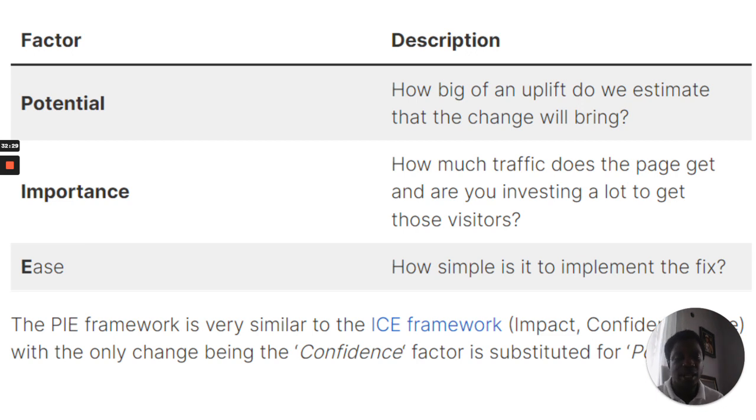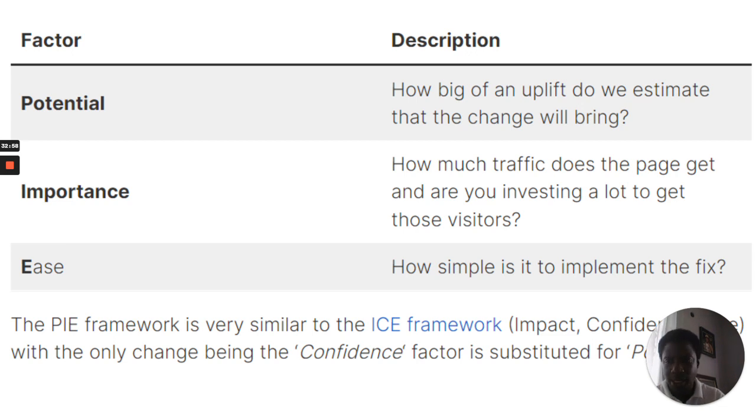Then you have importance. How much traffic does the page get? And are you investing a lot to get those visitors? What's the importance, right? And then you have the ease, similar to what we had in availability. How simple is this thing to fix? Is it too costly? Is it very hard? Is it going to take a long time to do? Then you rank it from 1 to 5, right?